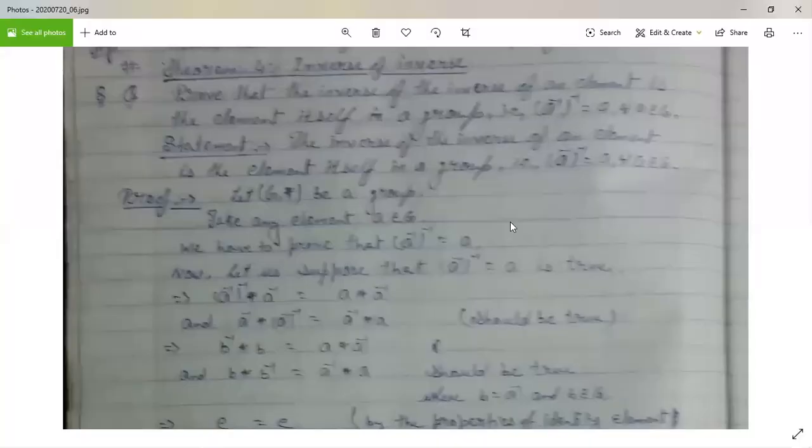In your last class, I showed you the uniqueness of identity and uniqueness of inverse. Today, I will show the theorems on the inverse of an element in a group. This is the fourth theorem of group. Now, the question is: prove that the inverse of an element is the element itself in a group. That means A inverse of inverse equals A for all A belongs to G. The statement of this theorem is: the inverse of an element is the element itself in a group G.